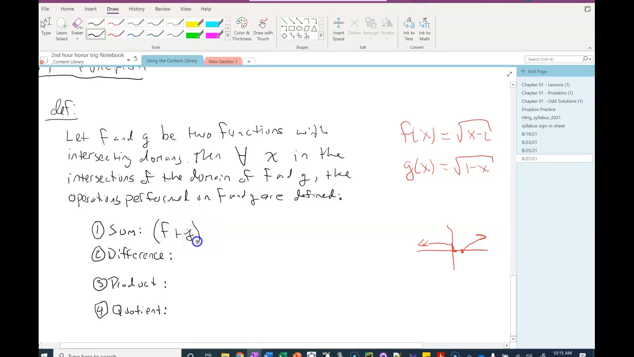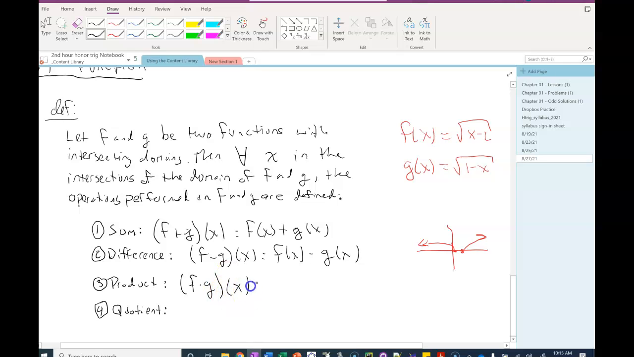So if I have the function f plus g evaluated at x, how do I do that? Well, I just evaluate f at x and g at x and then add them together. If I have the function f minus g evaluated at x, how do I do that? Well, I evaluate f at x and subtract g at x. If I have the product f times g evaluated at x, I do f of x times g of x.